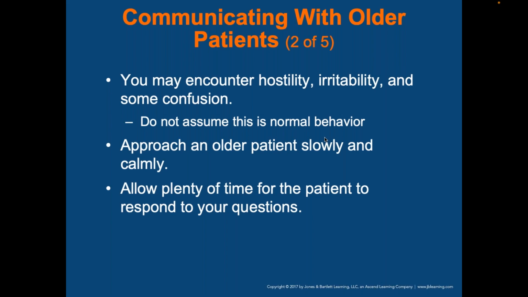You may encounter, communicating with older patients, hostility, irritability, and some confusion. Do not assume that this is normal behavior, right? If they are hostile, irritable, or confused, you want to get more of a medical history. Could they have dementia, Alzheimer's, or are they having a diabetic issue? Do they have the potential of having a stroke, like a head bleed? That can cause irritability. That can cause confusion. Strokes can cause confusion. So you want to do a more in-depth assessment to find out what is really going on.